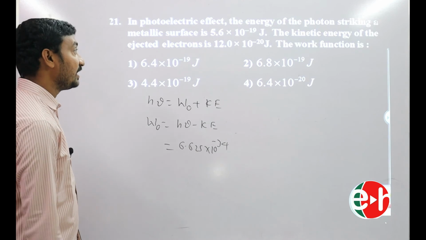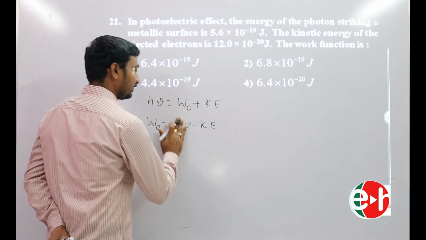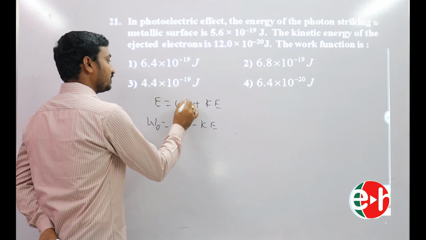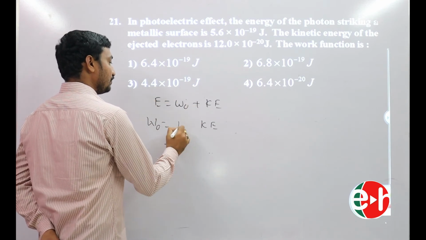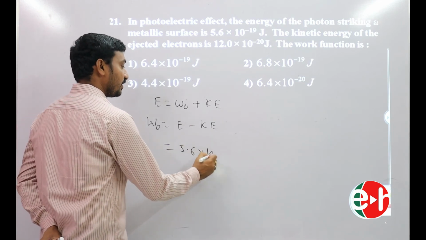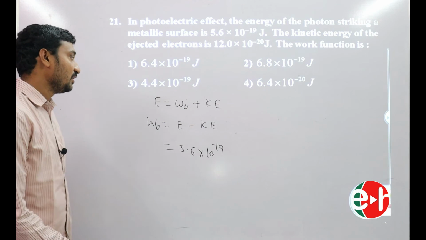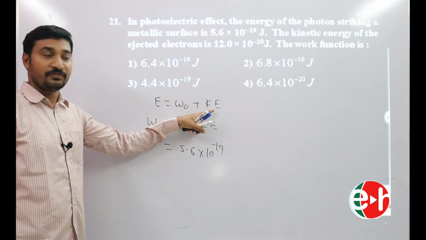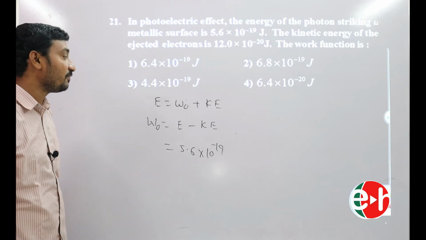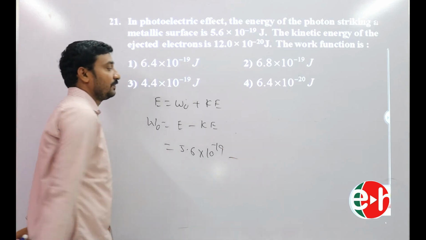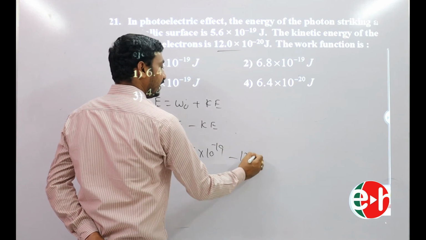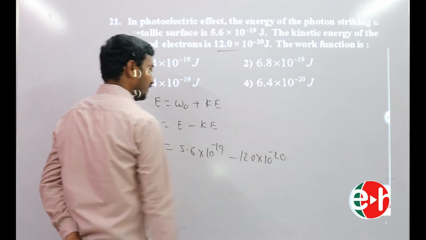The nu value is not given; the kinetic energy is given, photoelectric effect on a metal surface. Energy is given directly, so directly you can take the energy. So E minus KE, energy given 5.6 into 10 to the power of minus 19. E is equal to W naught plus KE, the photoelectric effect equation. W naught is equal to E minus KE, 5.6 into 10 to the power of minus 19 minus the kinetic energy given, 12.0 into 10 to the power of minus 20.